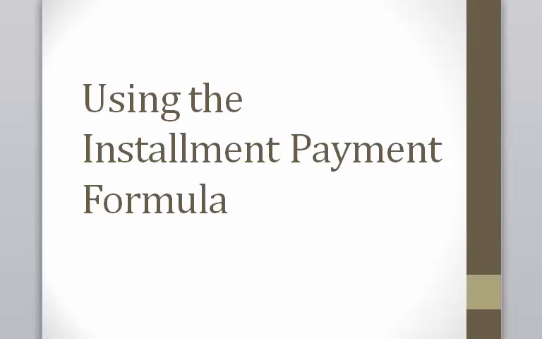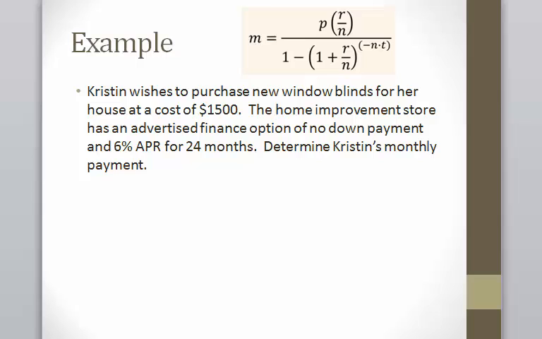We'll now look at an example using the installment payment formula. Our example says, Kristen wishes to purchase new window blinds for her house at a cost of $1,500. The home improvement store has an advertised finance option of no payment down and 6% APR for 24 months. Determine Kristen's monthly payment. We have the formula for an installment payment at the top of the page.